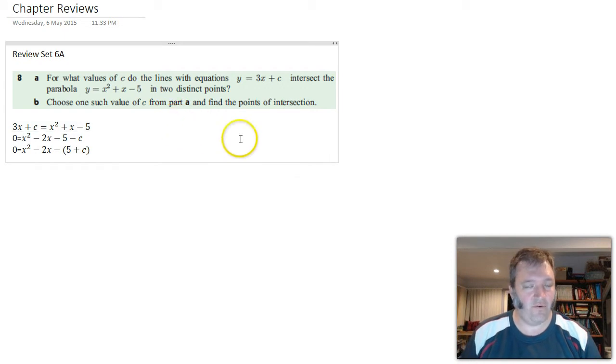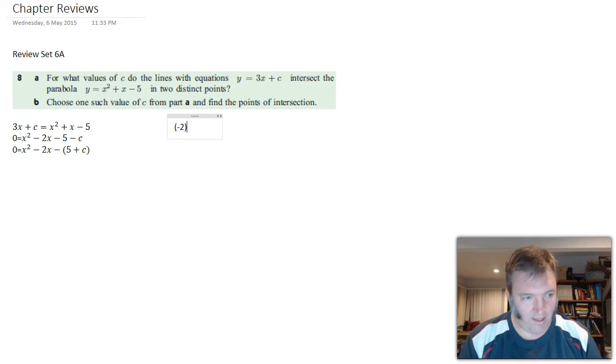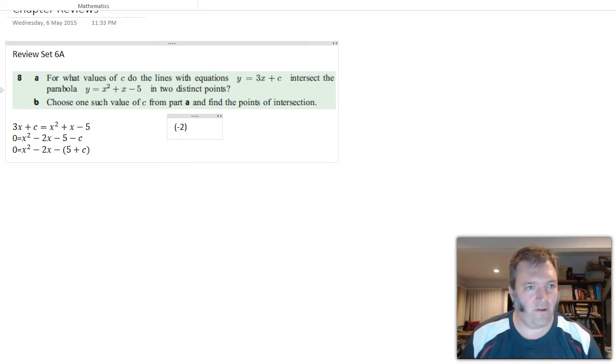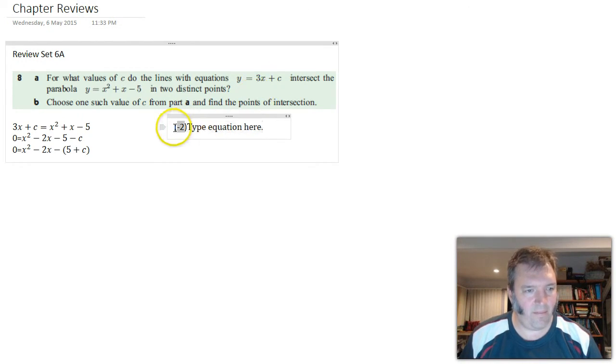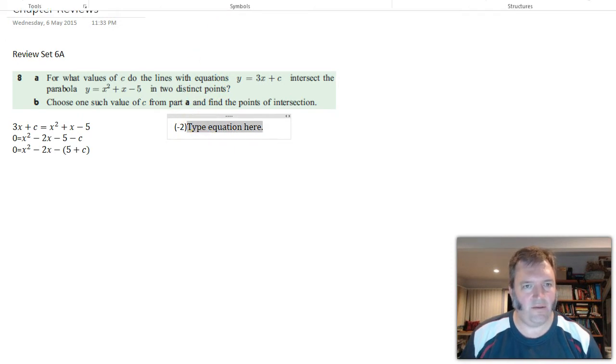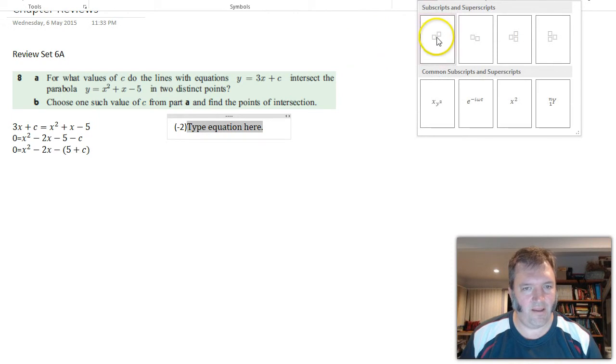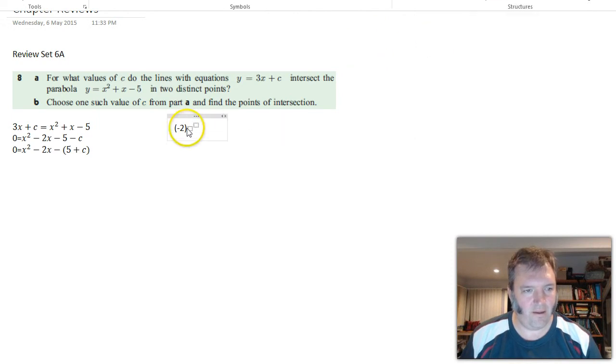The discriminant, of course, is b squared minus 4ac, which in this case is negative 2. I didn't insert it as an equation. Let's fix that up. I know what I'll do. Type here for the equation. Get these tools sorted sooner or later. There we go.